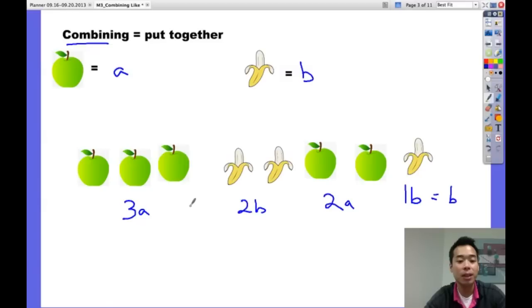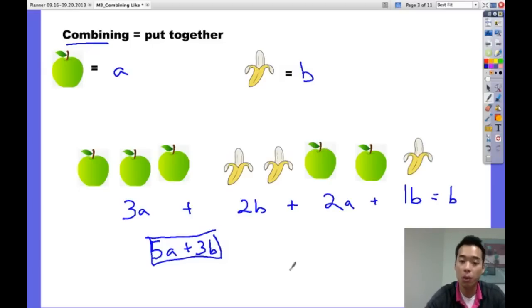So let's combine them. Combining in math means adding. Here I have 3 apples and 2 apples. Altogether I have 5 apples. I have 2 bananas and 1 banana. Altogether I have 3b. Let's quickly talk about what just happened on the screen: 3 apples plus 2 apples equals 5 apples. 2 bananas plus 1 banana equals 3 bananas. So I finally simplify it all together. My combined like terms are 5a plus 3b.